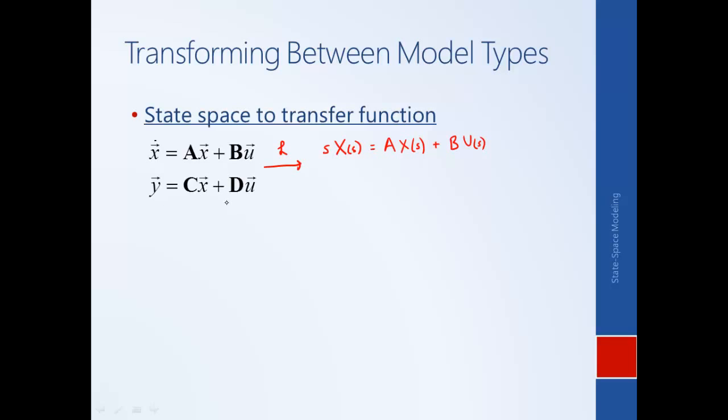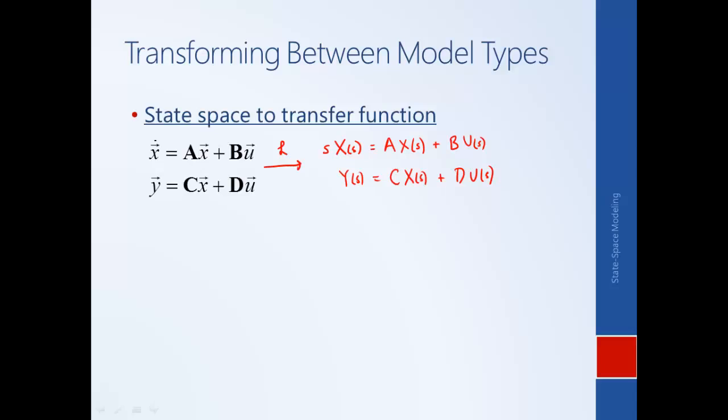Doing the same thing with the second equation, the vector y becomes a vector y of s, C is a constant, vector x of s, D is a constant, vector u of s. So once we've taken the Laplace transform, assuming zero initial conditions, we then need to rearrange our equations into the form output over input. So we want to find y of s divided by u of s.